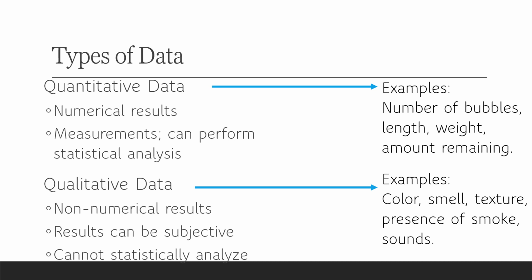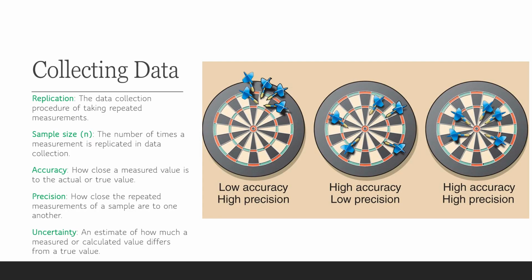There are 2 types of data, y'all. Quantitative data, which are numbers, and qualitative data, which are non-numerical descriptions. So, good practices in collecting data. Replication is the thing. It is the repeated measurements, okay? Sample size is the number of times a measurement is replicated. Accuracy is the true value. Precision is how close a series of values are to one another. And uncertainty is an estimate of how much a measured or calculated value differs from a true value.